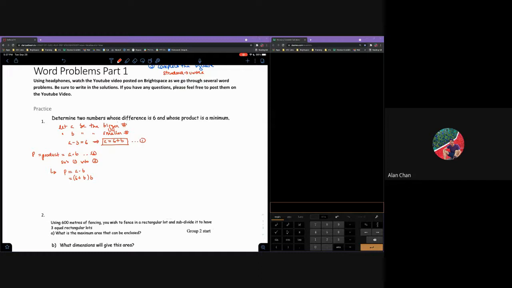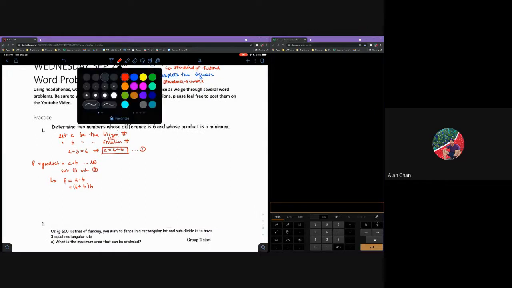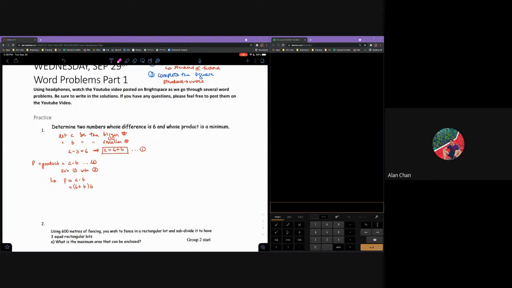You also could graph it. So again, I just talked about all these three. You could graph this P, right, and find the minimum. You could find the axis of symmetry from factored form, which I'm going to do right now, or you can complete the square, which I think I want to do as well, just for fun. Okay, so let's start by solving.